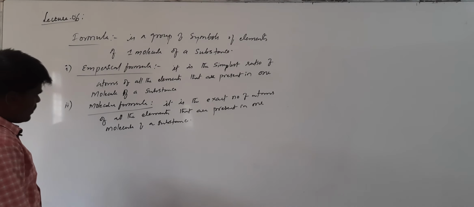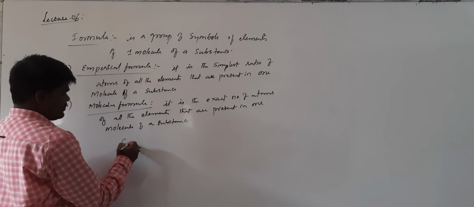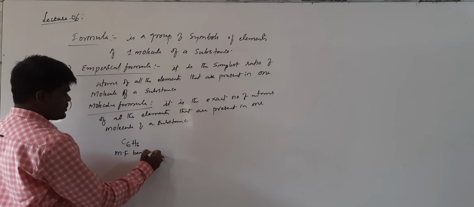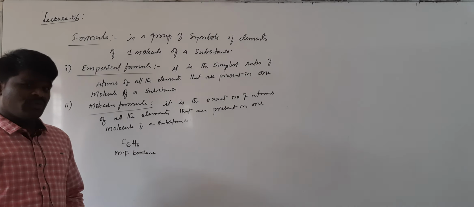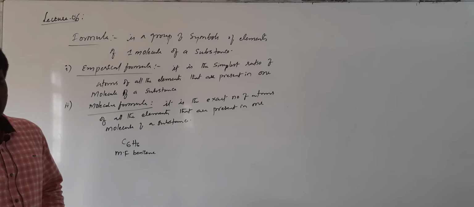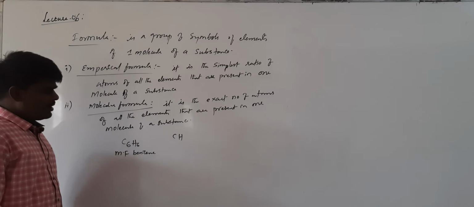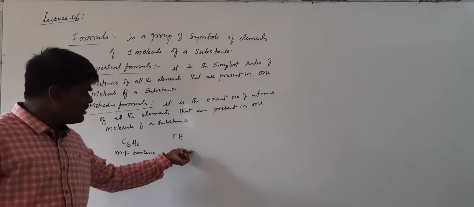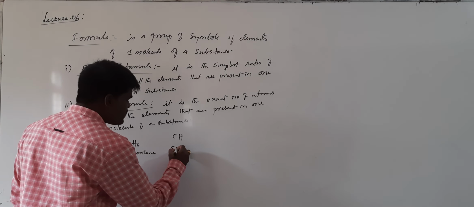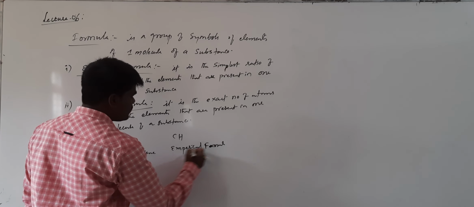For example, let us take a substance with molecular formula C6H6. This is the molecular formula of benzene. It tells us the exact number of atoms of each element present in a molecule. Benzene is made up of two elements, consisting of 6 atoms of carbon and 6 atoms of hydrogen. And the empirical formula of benzene is CH. It is the simplest ratio of the atoms of the elements that are present, in a 1:1 ratio. This is the simplest ratio which represents the empirical formula of benzene.